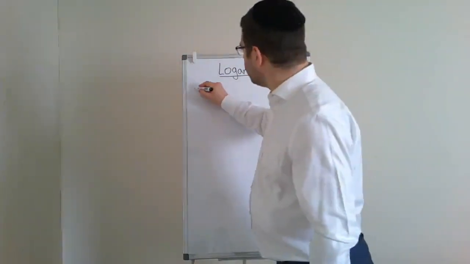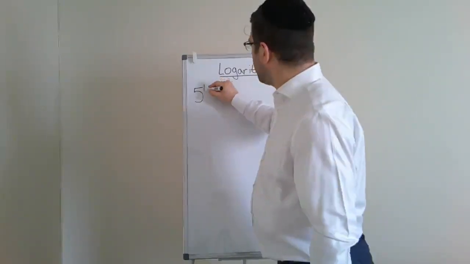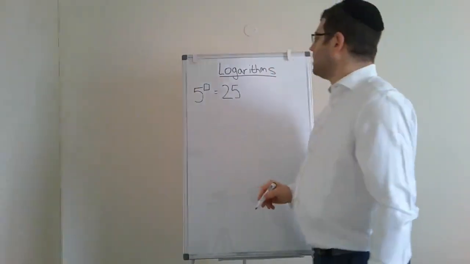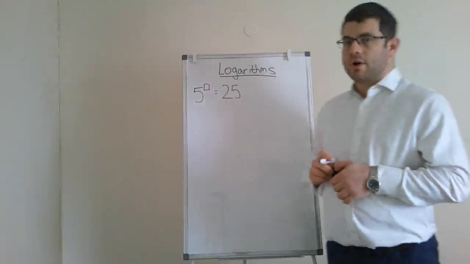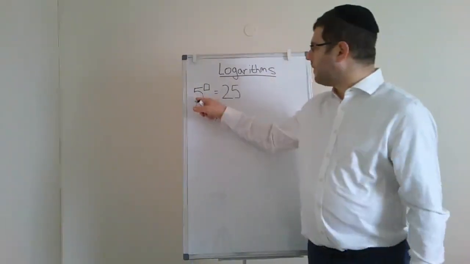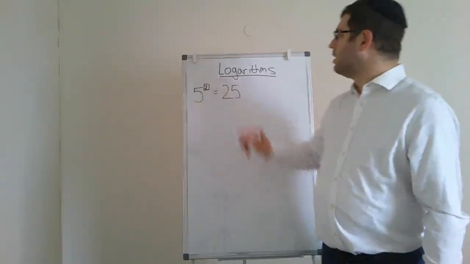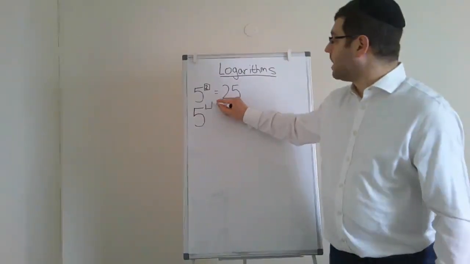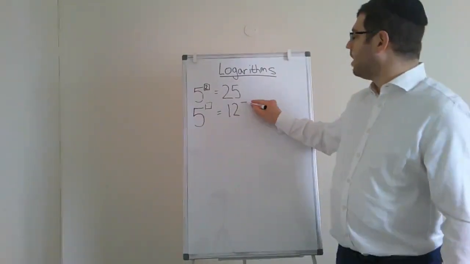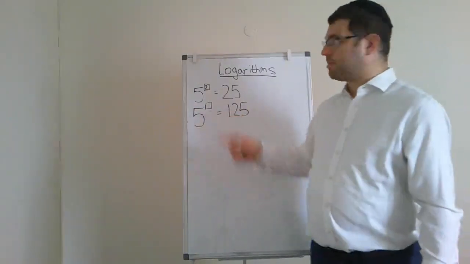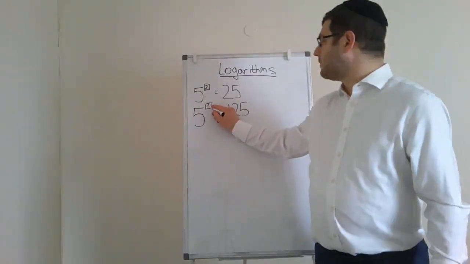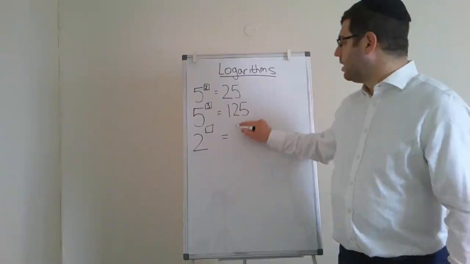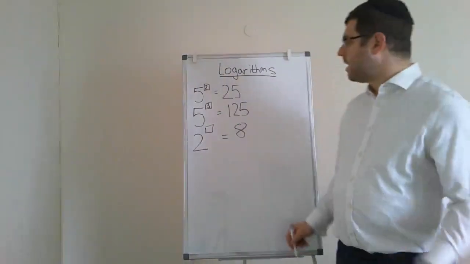So, if I were to give you the following equation, 5 to the power of something is equal to 25, you would just spot, oh, I recognise that 5 to the power of 2 is 25. Similarly, 5 to the power of something is 125. Hopefully we can recognise that I need to multiply 5 by itself 3 times to get 125, so that's 3. If I were to give you 2 to the power of something is equal to 8, we can recognise it's 3.